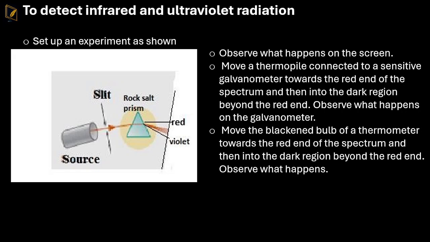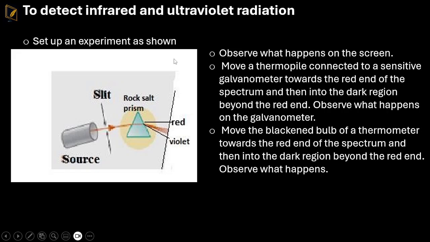While using a thermopile, this experiment can be used to detect both infrared and ultraviolet radiations. If you are using a thermopile, what are we doing? We are detecting infrared radiations. Observe what happens to the galvanometer. Definitely there will be some deflection on the galvanometer, showing that infrared radiations are being emitted.